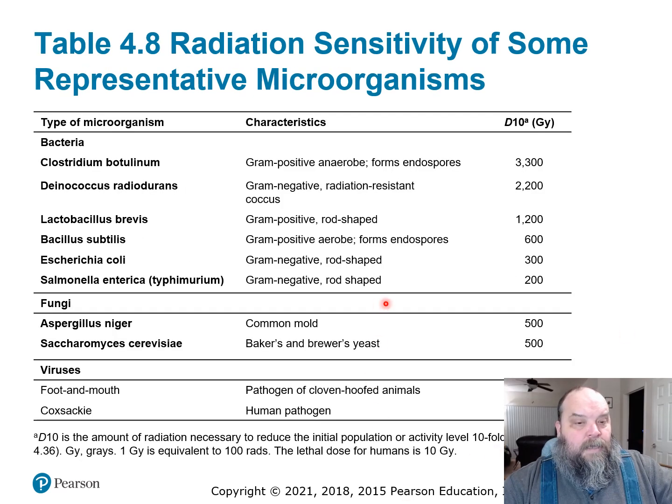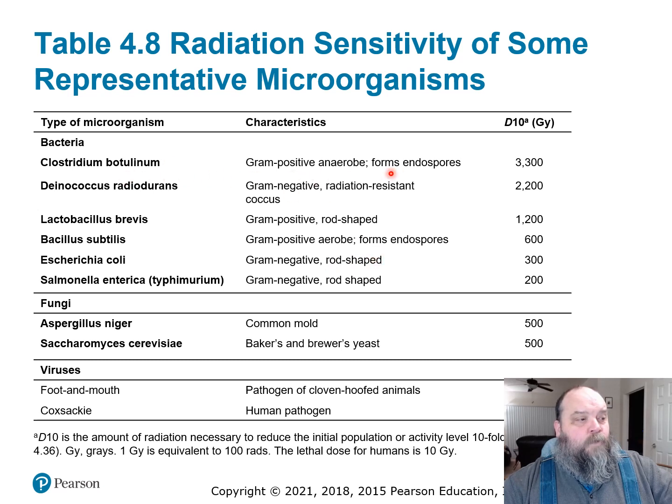What's interesting is when you look at who can handle radiation and who can't. Look down here in the footnote. A lethal dose for humans is 10 grays. 1 gray is 100 rads, so 10 grays is about 1,000 rads. Our friend Salmonella, 200 grays. That's 20 times what we can handle. Salmonella can handle up to that.